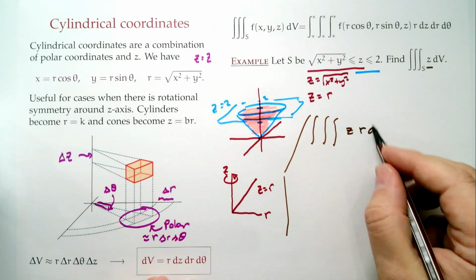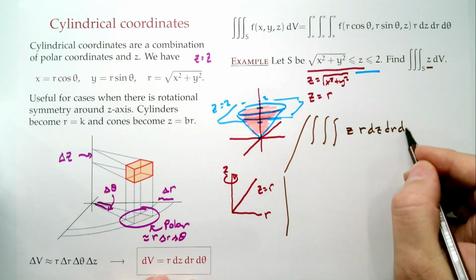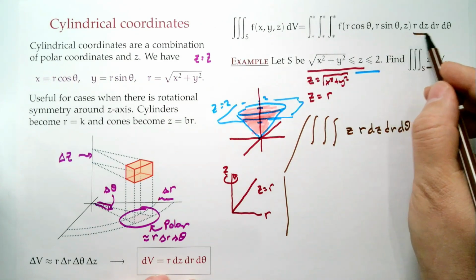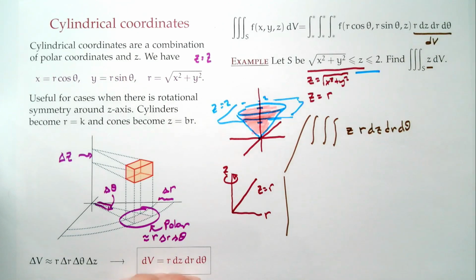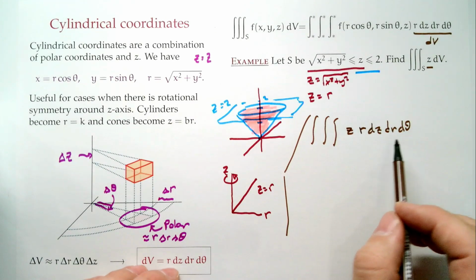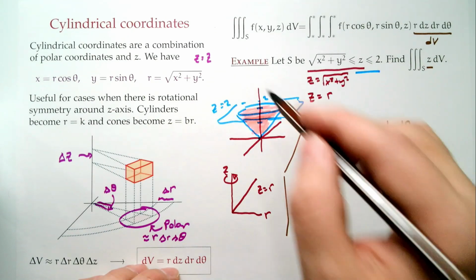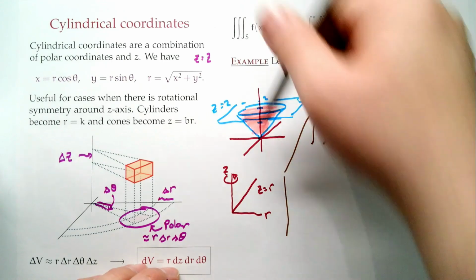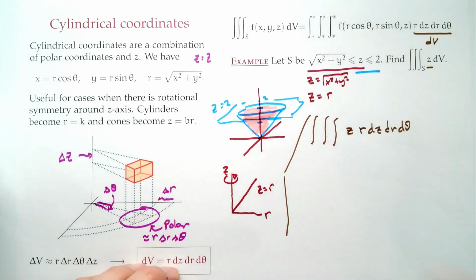Yeah, it's r dz dr d theta. So that part right there, that's the dv. Now we talk about the bounds. Well, to understand the bounds, one of the things is to say, look, z will be the last part I do. Look down the z-axis. So if I'm staring down the z-axis, what do I see?